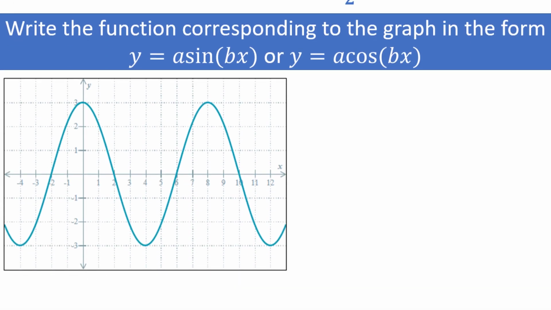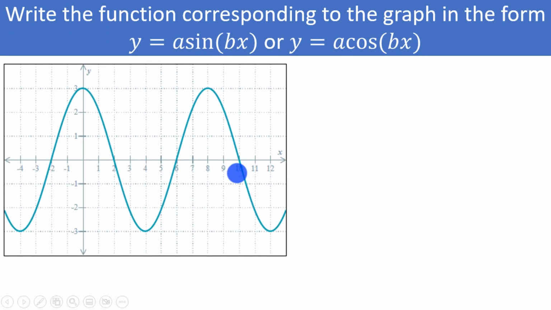Let's try one final problem. We are asked to write the function corresponding to the graph in the form y equals a times sine of bx, or y equals a times cosine of bx. Just like last time, the first step will probably be to determine if we have either a positive or negative sine function or a positive or negative cosine function.